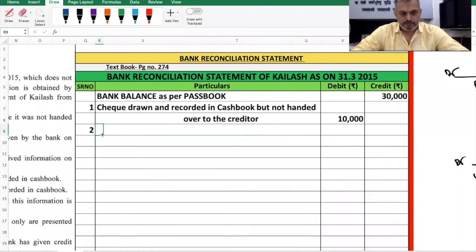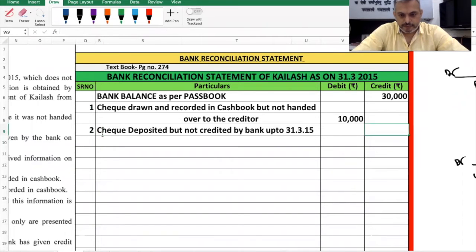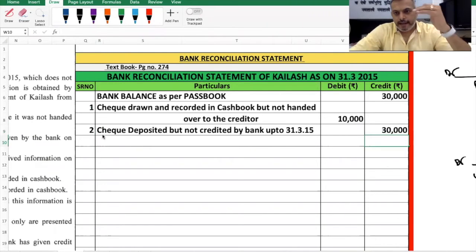So let's write down. Check deposited but not credited by bank up to 31/3/15. 30,000. यानी कैश बुक में डेबिट हो गया, पासबुक में क्रेडिट नहीं हुआ, तो वी विल क्रेडिट इट इन अवर बैंक रिकंसिलिएशन स्टेटमेंट.